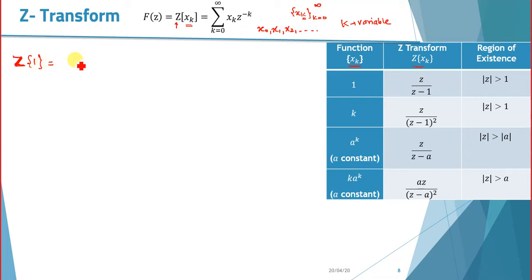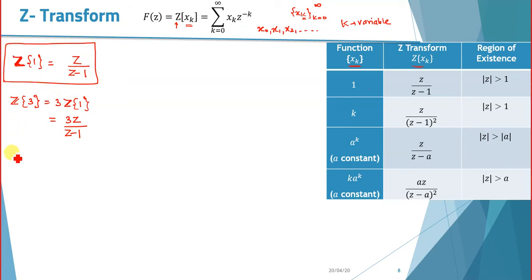So the first rule says the Z transform of 1 is z over z minus 1. Remember, this is for 1, not for any other constant. If you have to find the Z transform of 3, you cannot replace it by 1 over 3 here, because this is for 1. How will you find it? You can write it as 3 times the Z transform of 1, which is 3 times z over z minus 1. Because 3 is a scalar, you can take the scalar outside. This is how you work with this rule.